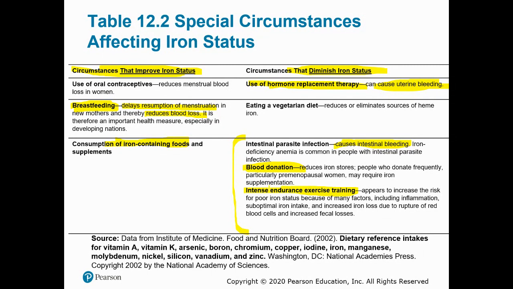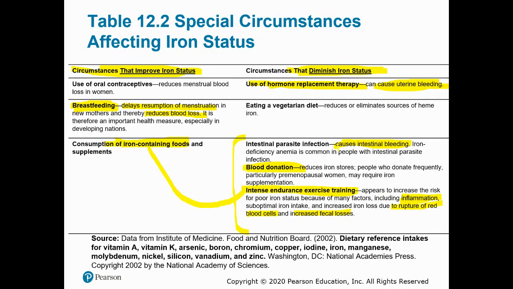And then it seems that intense endurance exercise training can also reduce iron status, but this doesn't mean that the person is forever at a reduced iron status. If you couple intense endurance exercise training with eating iron-rich foods, it should be okay. It seems the increased inflammation could be a cause of reduced iron, and potentially an increase in the rupturing of red blood cells, that red blood cell turnover, is a potential means of losing body iron, potentially increased fecal losses.